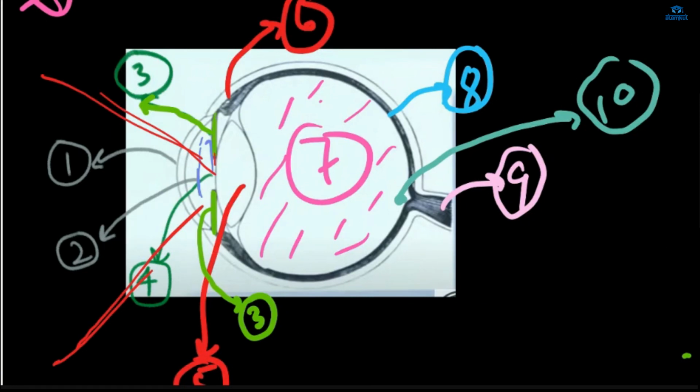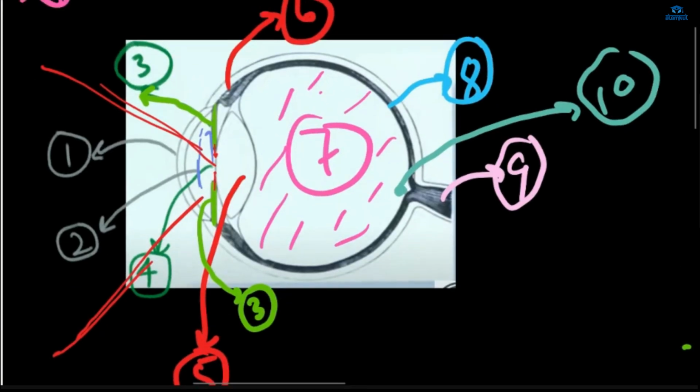The iris will try to close this opening, close this pupil, because if a lot of light goes inside the eye, it will affect the eye. So it starts closing the pupil. Okay, so this is the function: if very dim light is coming, then it opens wide. It goes away from each other.